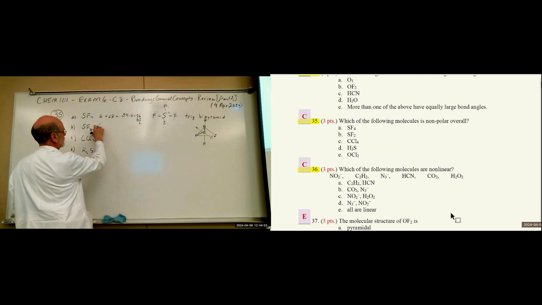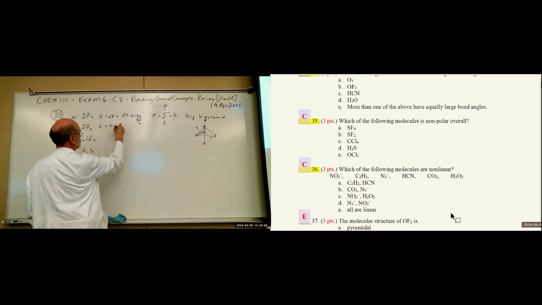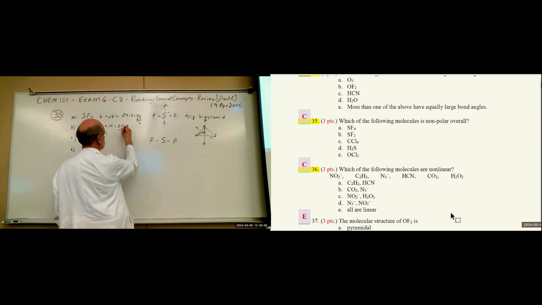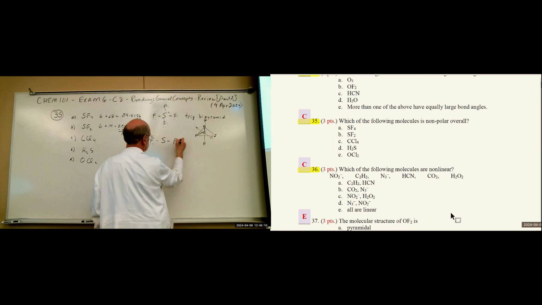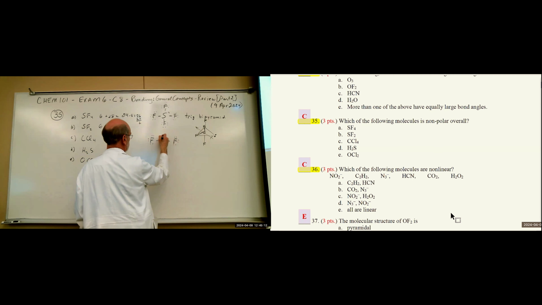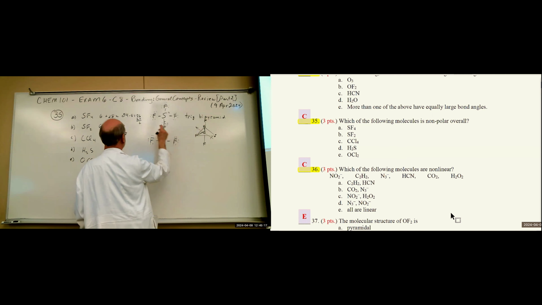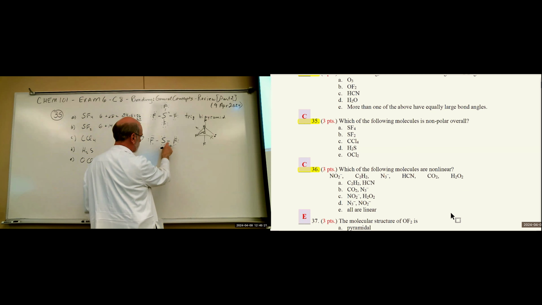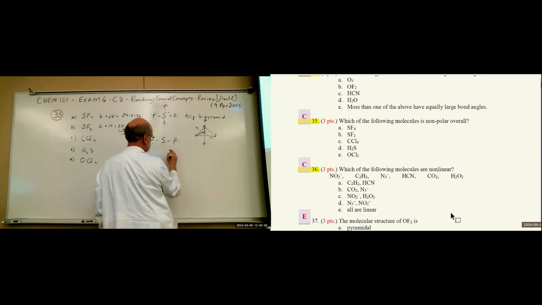Okay. How about this one? 6 again, and this only has 2. So 14 is 20. So we have S and then 2 fluorines. That's minus 4 is 16, 2, 4, 6, 8, 10, 12, 14, 16, 18, 20. Okay. So we have 4 pairs, 4 groups around the center. This is tetrahedral.